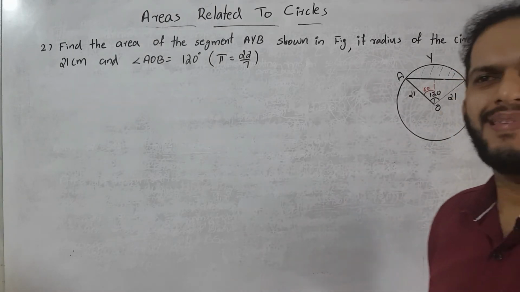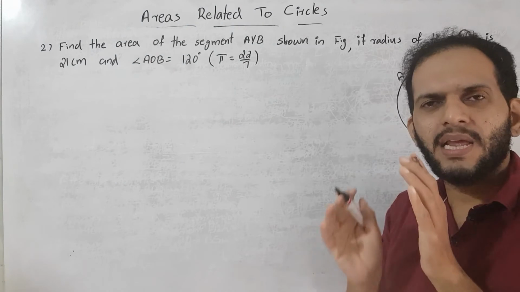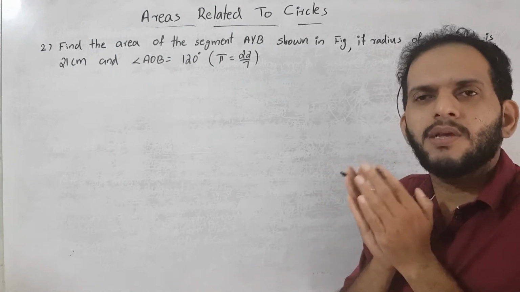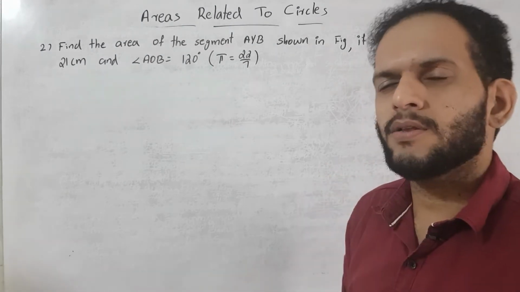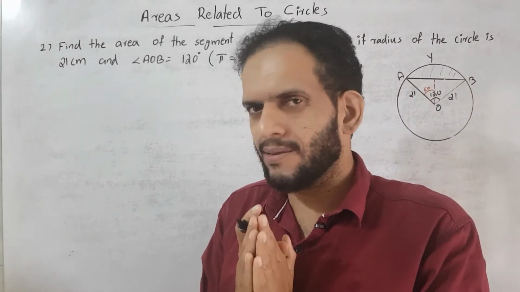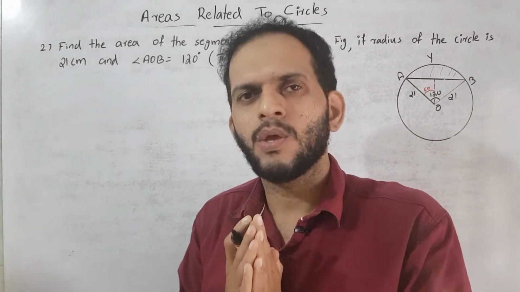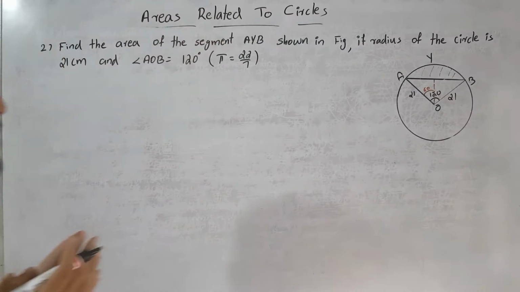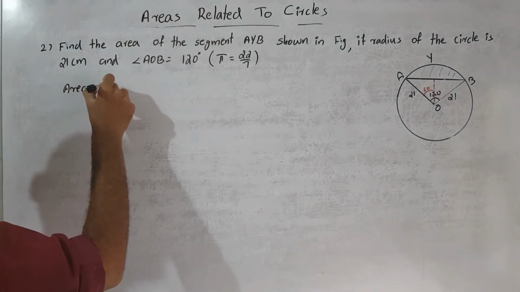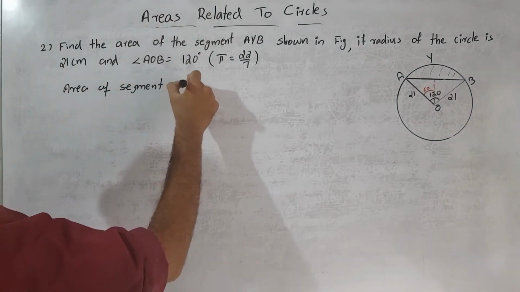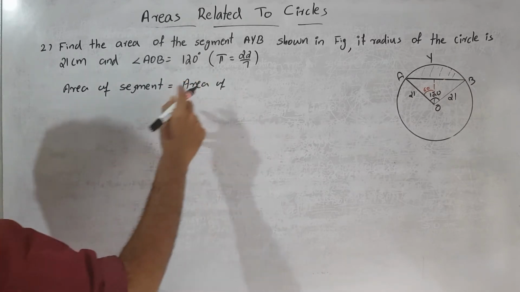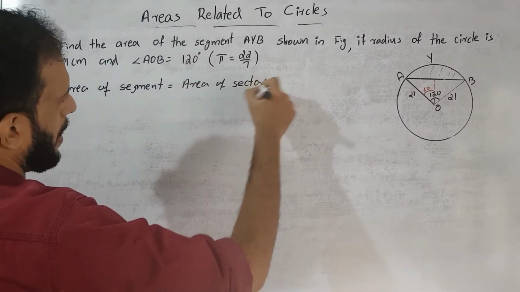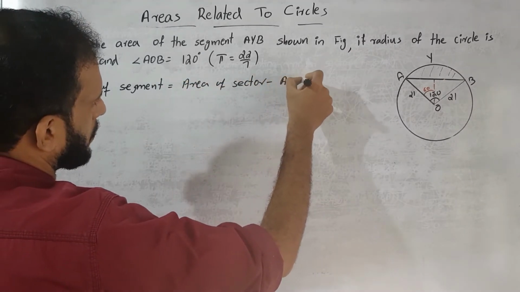Okay, so area of segment is equal to area of sector minus area of triangle. That is the idea in all the cases. Okay, so we are starting. Then how do we start? Area of segment is equal to area of sector minus area of triangle.